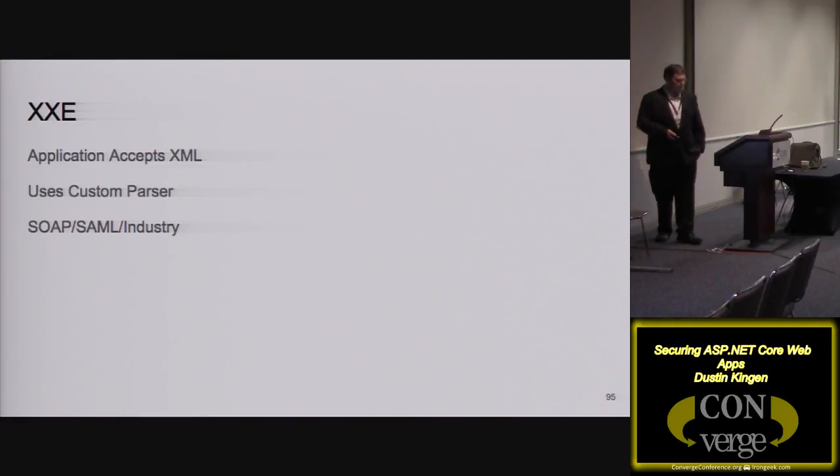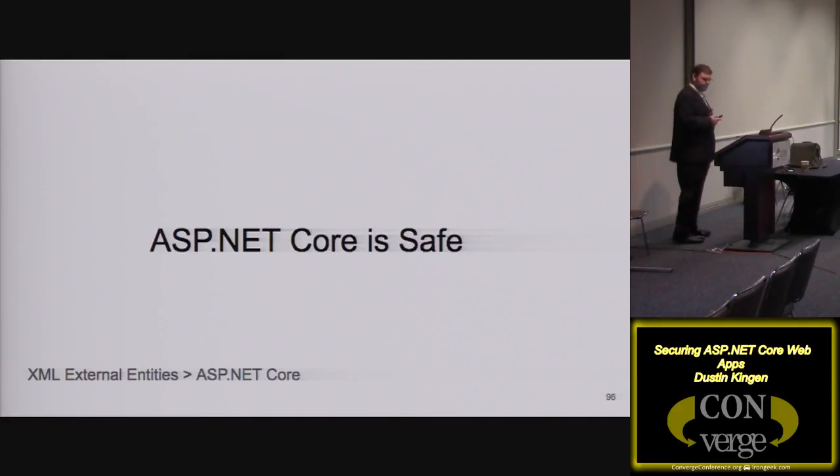All right, the next thing that we're going to talk about is a more fun thing that I picked. XML external entities. Basically, if your application accepts XML and it goes through an XML parser that is not the default one, or it uses some other kind of XML from a third party like SOAP or SAML, or some industry standard XML like MISMO, then you may be vulnerable.